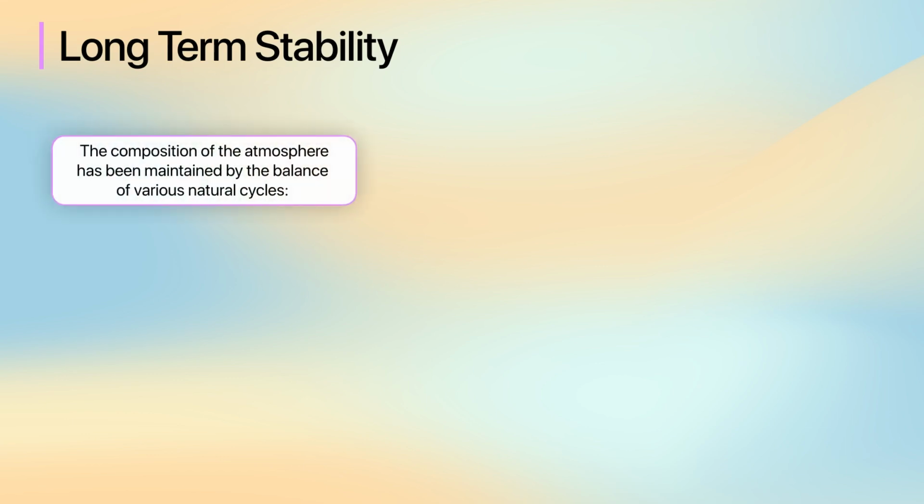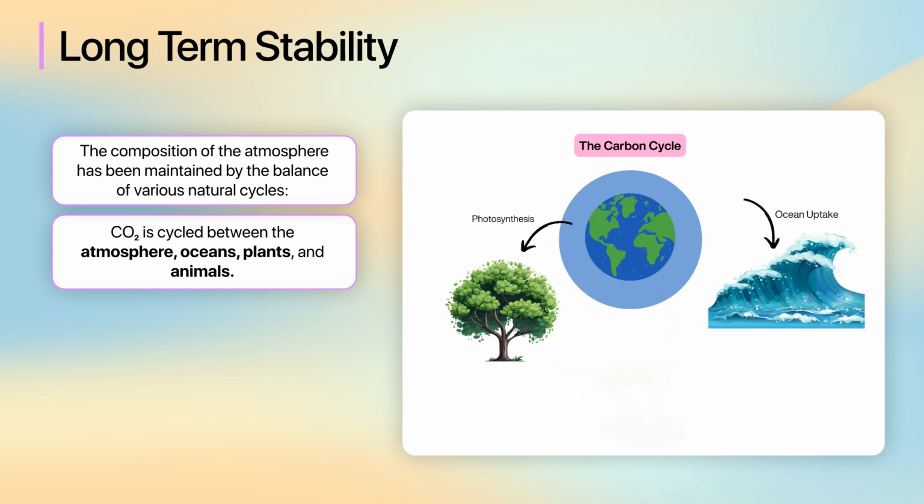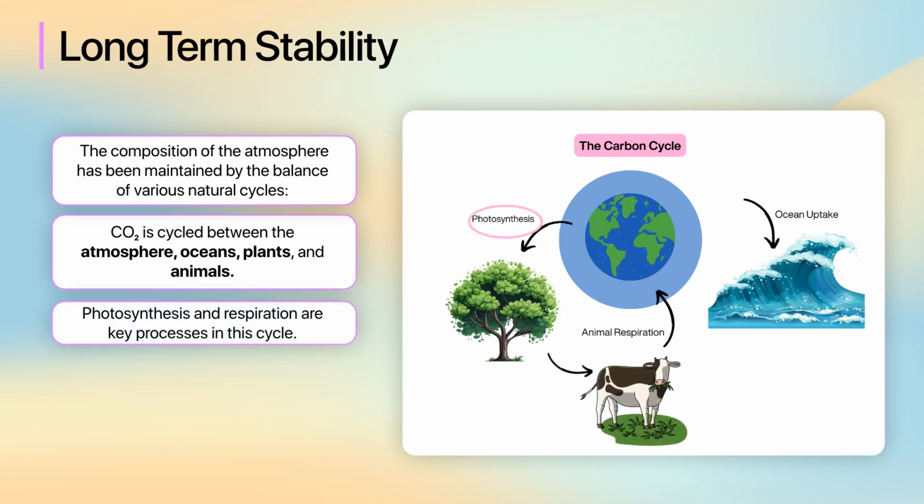Let's now turn to exploring the stability of the Earth's atmosphere over the past 200 million years in more detail. The relatively stable composition of the atmosphere has been maintained due to the balance of various natural cycles. These include, in the carbon cycle, CO2 is cycled between the atmosphere, oceans, plants, and animals. Photosynthesis and respiration are key processes in this cycle.